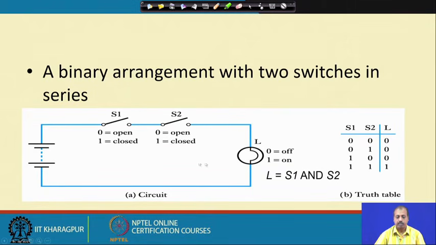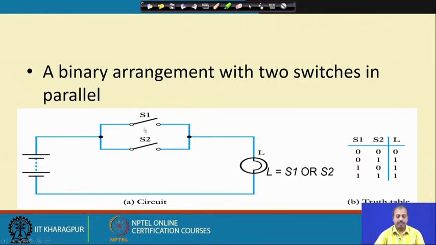So this is the condition that the lamp gets on only when both S1 and S2 are on, or both are closed, S1 and S2. Please mind this term AND. This is where the AND gate comes into the picture. Here the logic expression for L is given by S1 AND S2. When both variables S1 and S2 get the value 1, only then L will get the value 1; otherwise L will get the value 0. This is the AND operation of S1 and S2.